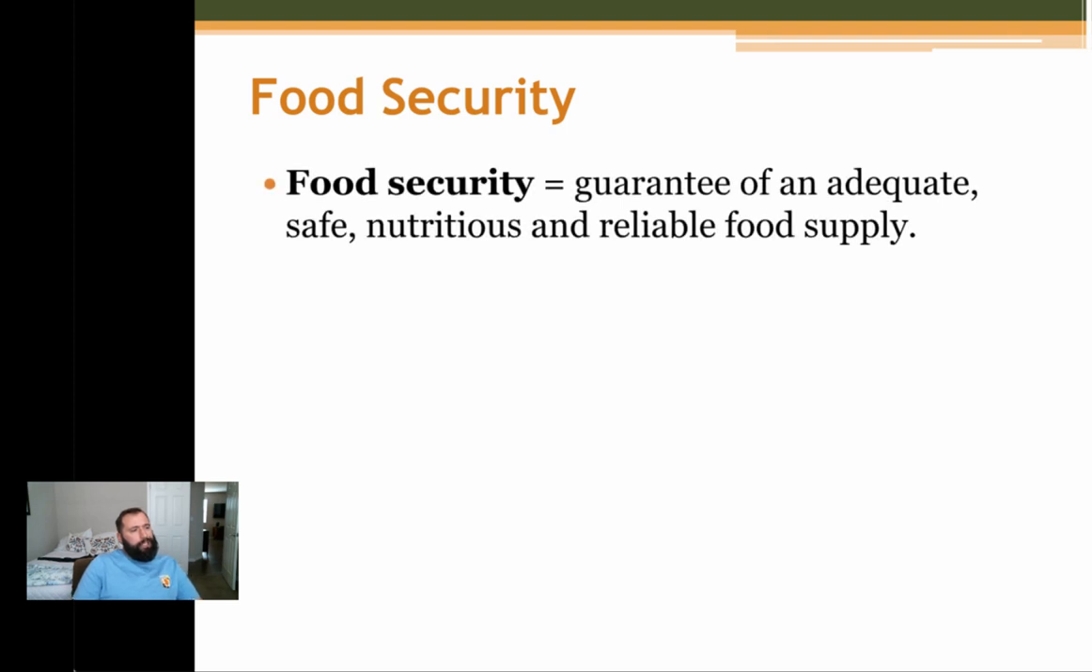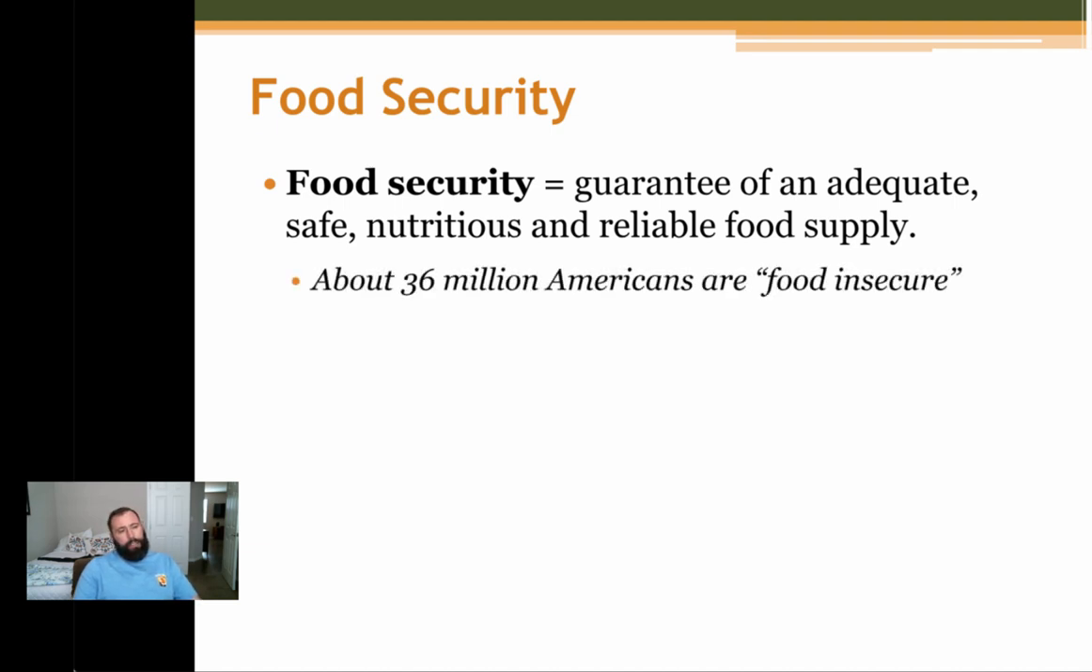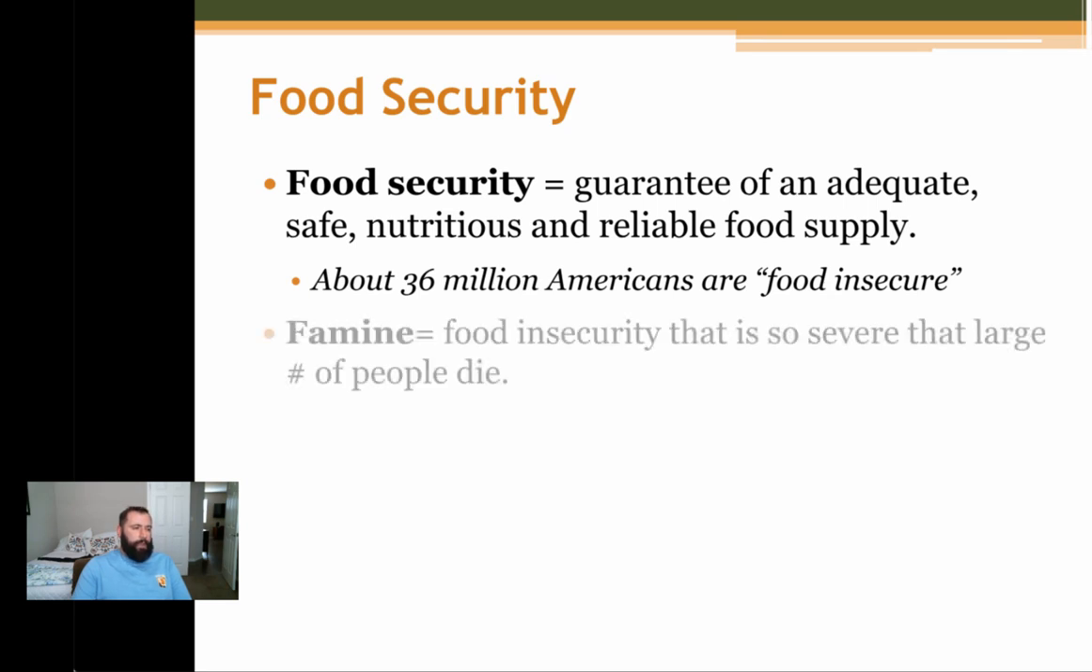Food security is the guarantee of an adequate, safe, nutritious, and reliable food supply. People who live in a food secure household don't have to worry about the foods that they eat. Not just the calories that they consume, but also the quality of the food too. People living in a food insecure household, about 36 million Americans do, don't have that guarantee of an adequate, safe, nutritious, and reliable food source.